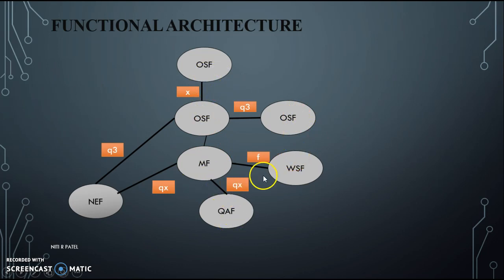The interface X is used to communicate between the two operating system functions. The function Q, which includes Q3 and QX, is a point interface to the management application function, and the function F is an interface between the workstation function and the mediation function. So there are three interfaces, that is X, Q, and F, with respect to different functional blocks in the functional architecture.